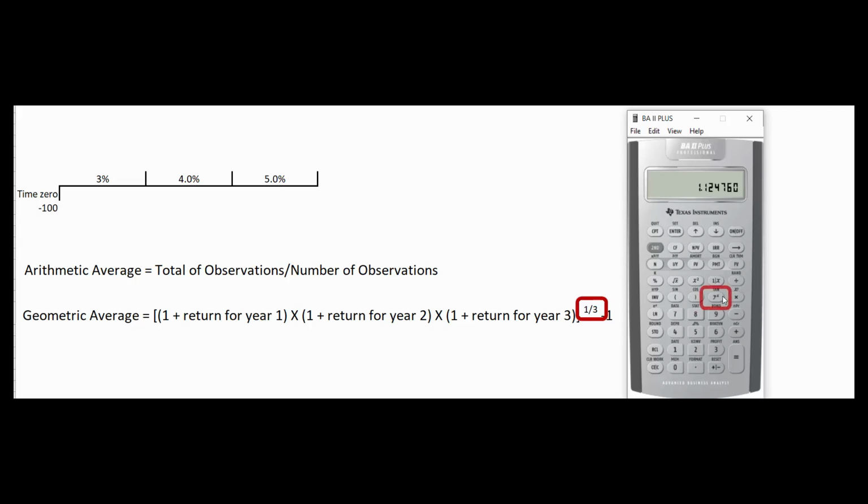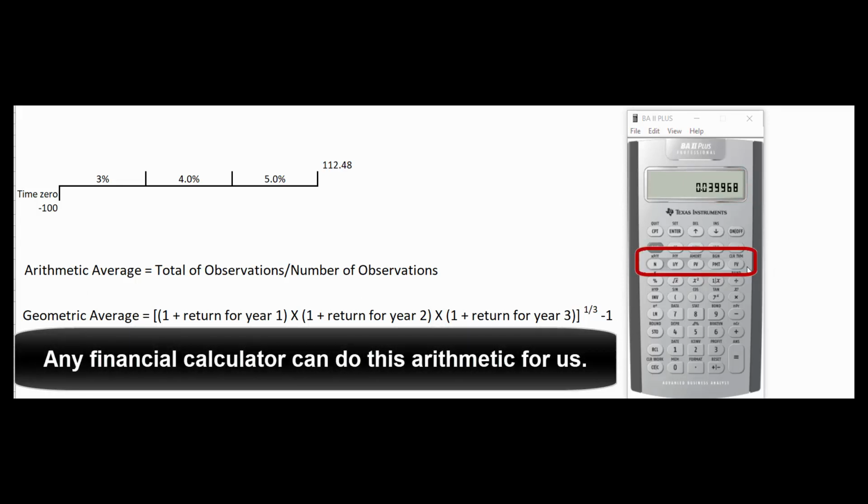So this key here is our y to the x. Let's make the x 0.33333333 because that's 1/3, equals that. And then we're going to subtract 1. And we find that the answer is 3.9968, so a little bit less than 4%. If somebody asked us, what did this investment earn for you over the last 3 years, we would say 3.9968%.